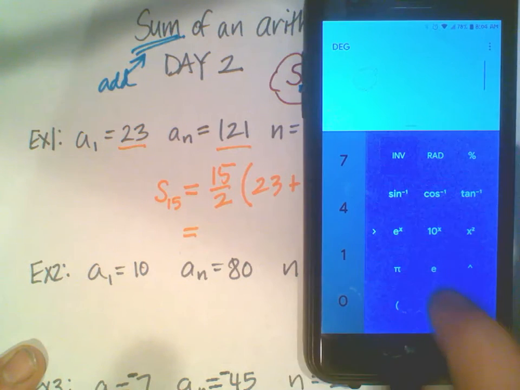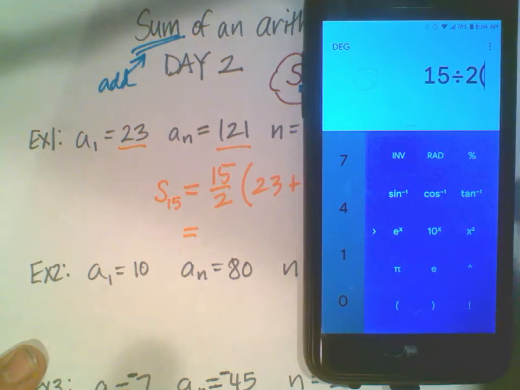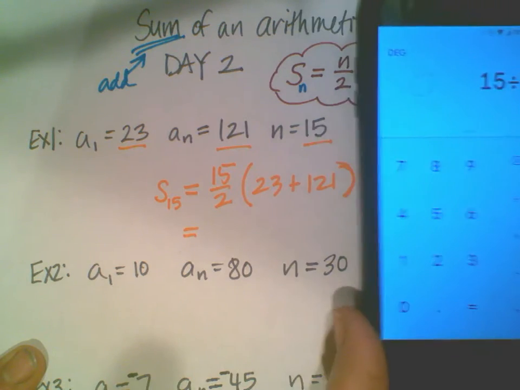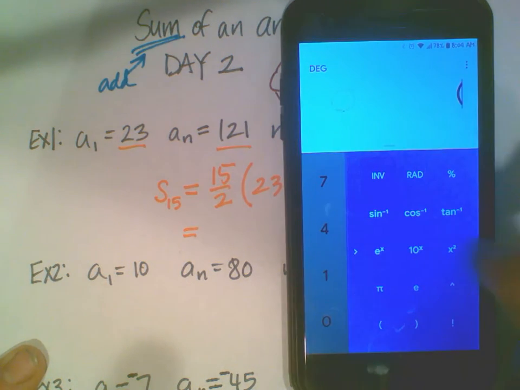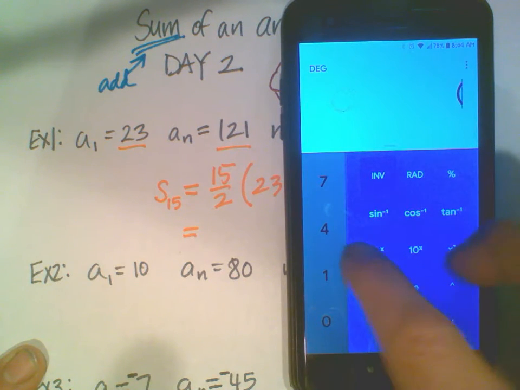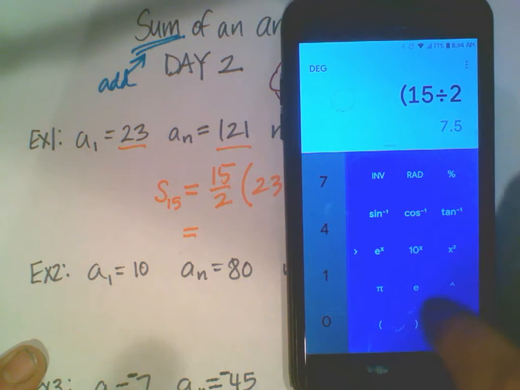So when I plug this in, I'm going to go 15 divided by 2. Then I'll find my parenthesis, and it was 23 plus 121. So I need to back this up. I'm sorry. I've got to do parenthesis, 15 divided by 2. Then I'll end parenthesis.